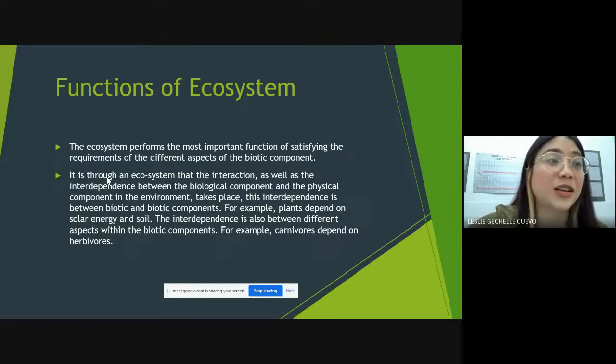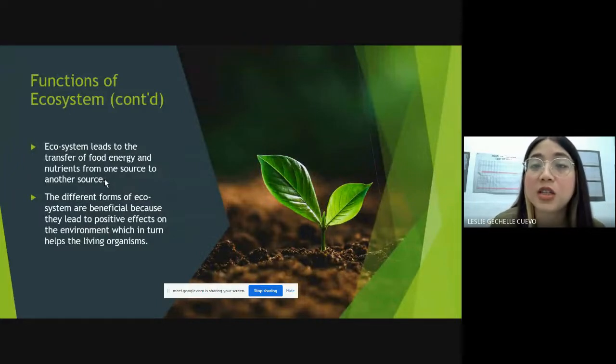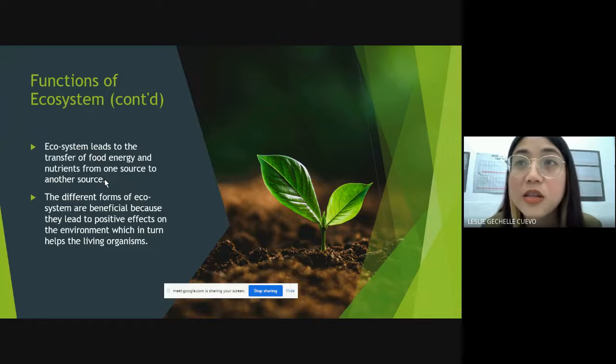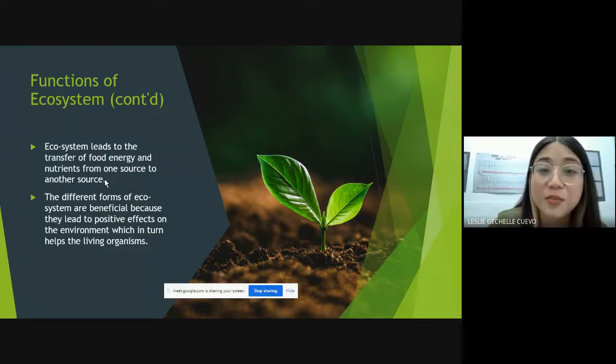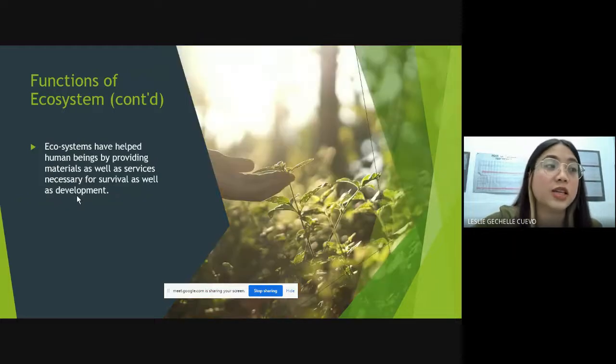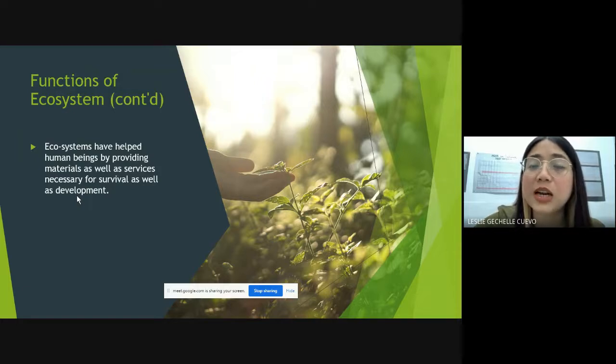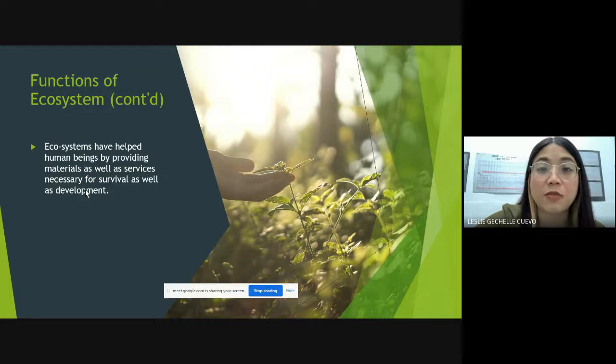Yun, na-explain natin yung kanina. Okay, the ecosystem leads to the transfer of food, energy, and nutrients from one source to another source. Diba? Yung mga bees sa pollen. Ayan. The different forms of ecosystem are beneficial because they lead to positive effects on the environment, which in turn helps the living organisms. Ecosystems have helped human beings by providing materials as well as services necessary for survival as well as development.